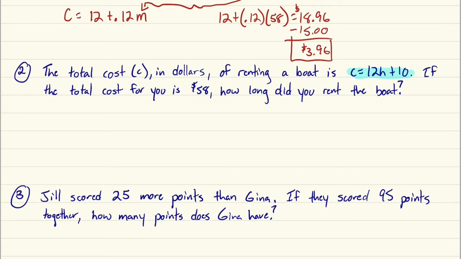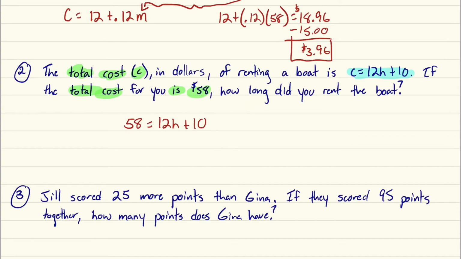Well, again, if this says that the total cost is $58, and we also know that total cost is the letter C, then I can rewrite this equation as 58 equals 12H plus 10. All right, cool. So I just plugged that value in for what I needed.